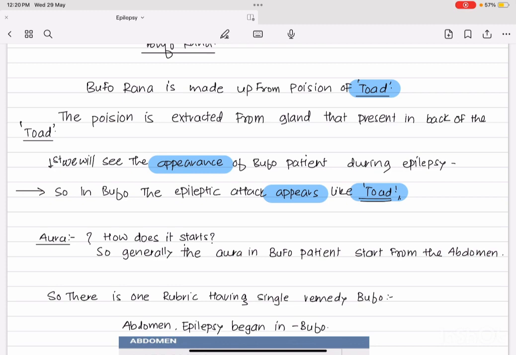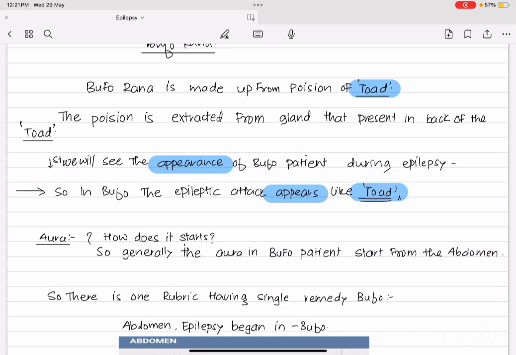Bufo rana is nothing but one of the varieties of frog, and this medicine is made from the poison which is present on the back of a toad, which is actually a gland, from which the poison is extracted, and from that poison Bufo rana is made.